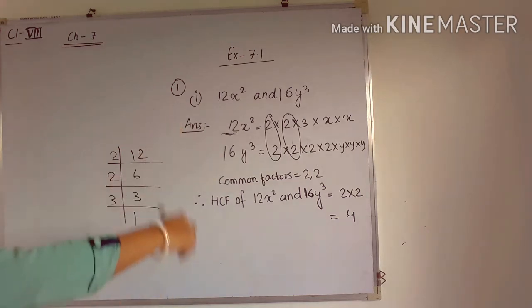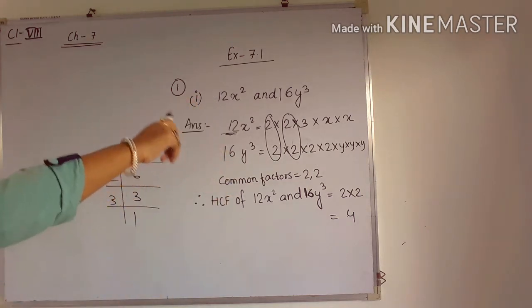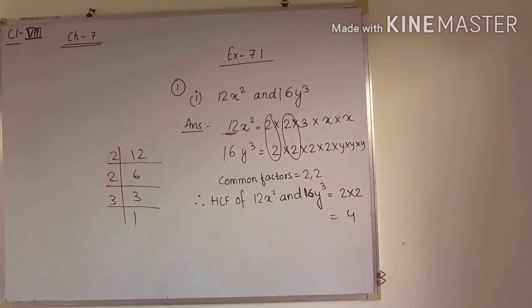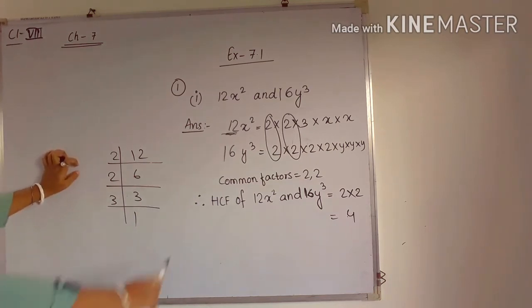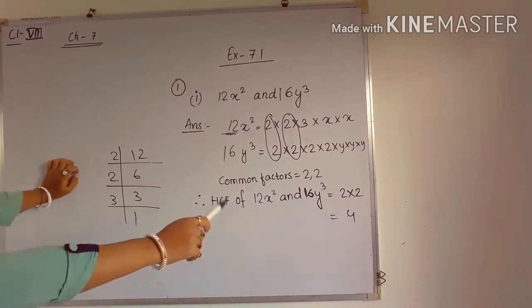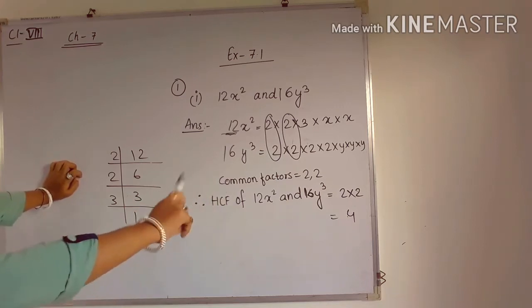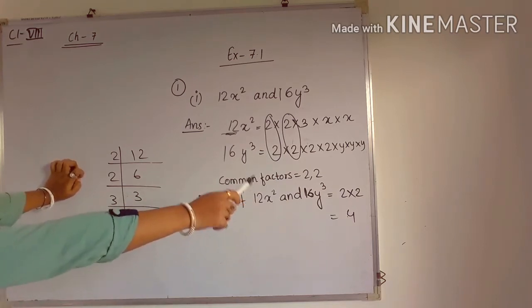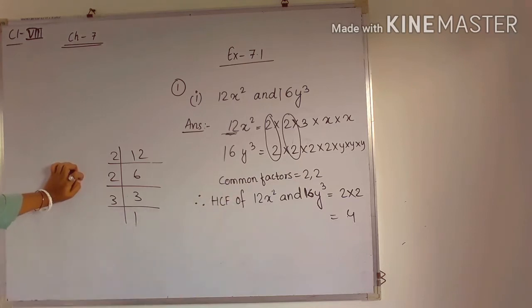Okay, so see, I have done a circle like this. Okay, means they are common. Already you have done this in your class 6, 5. You have done already how to find the HCF. So therefore the HCF of 12x square and 16y cube is, you have to multiply the common factors, that will be 2 into 2, that is equal to 4.